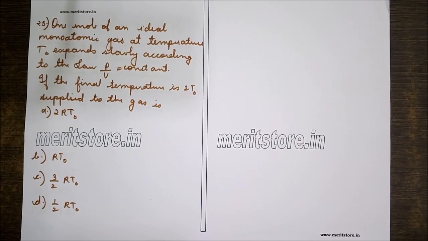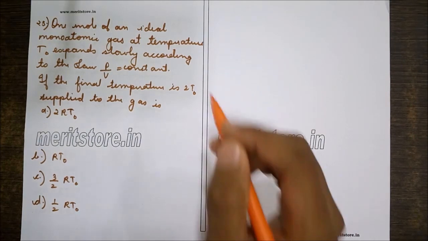1 mole of an ideal monoatomic gas at temperature T0 expands slowly according to the law P upon V is equal to constant. If the final temperature is 2 times T0, the heat supplied to the gas is, the options are 2RT0, 3 upon 2 RT0, and half of RT0.